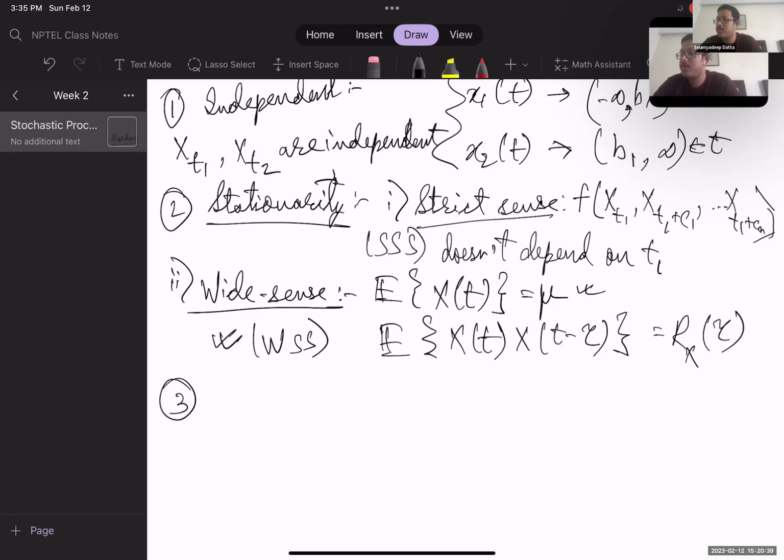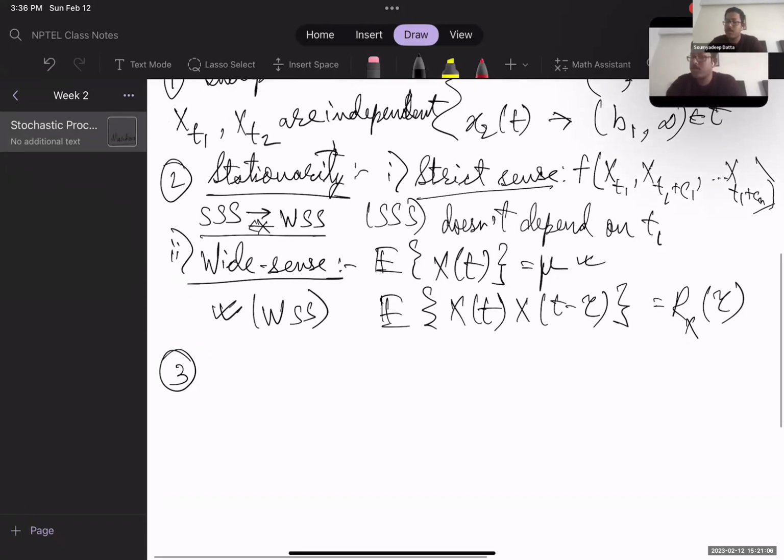Also note that strict sense stationarity, you can prove it, this is not a probability class, so I'm skipping this, strict sense stationarity implies weak sense or wide sense stationarity. So if the first holds, the second automatically holds, but wide sense stationarity is more general, so the reverse is not true. Is that clear? Okay.